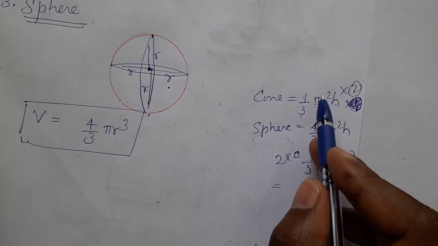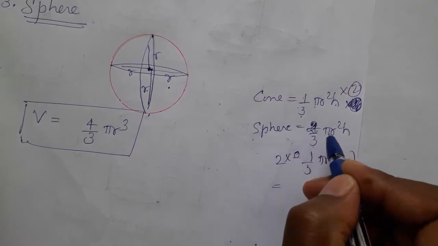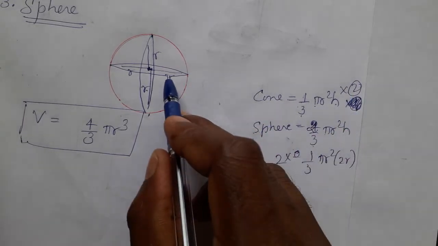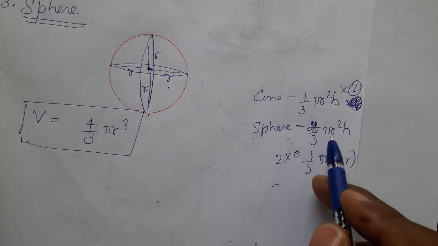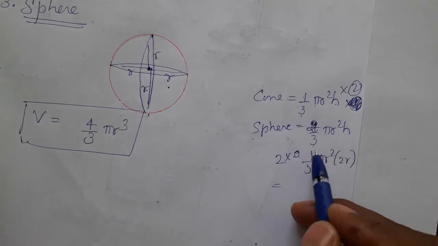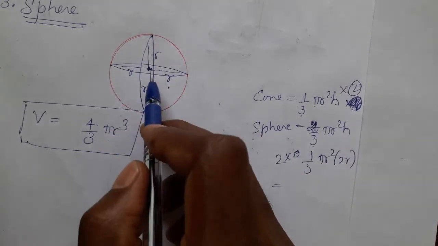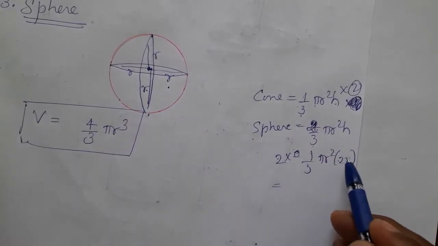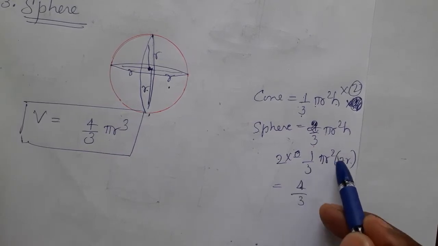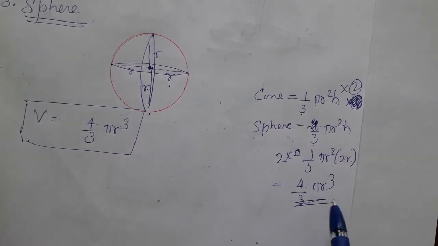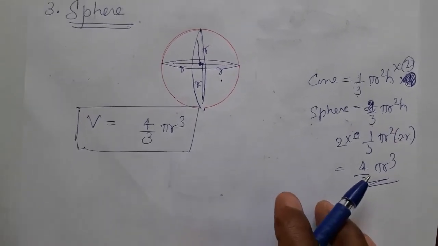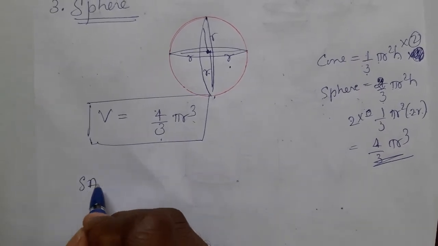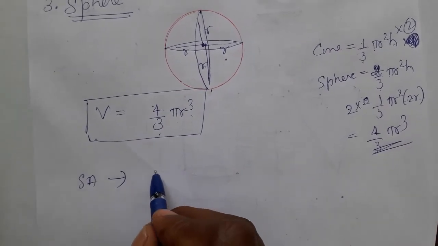2 times taken: 2 into 1/3 pi r square h is 2/3 pi r square h. And the height is converted into 2 times the radius. Now 2 into 2 is 4/3 pi r square into r, which is pi r cube. Like this we get the sphere volume: 4/3 pi r cube.